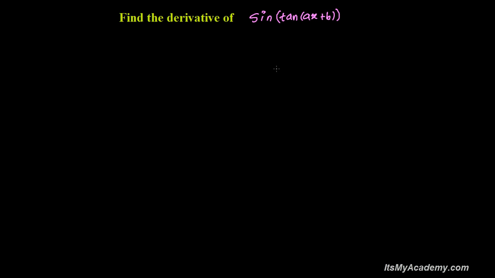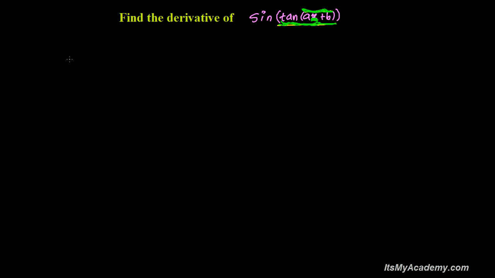Again, we got another problem quite similar to the previous one, and our given function is sine tan ax plus b, right? Here sine has the angle tan ax plus b, and tan has the angle ax plus b. So we have to differentiate this three times. First we'll be differentiating sine with respect to its angle, right? In the next stage we'll be differentiating tan with respect to its angle ax plus b, and the third step will be differentiating ax plus b with respect to its main variable, that is x.